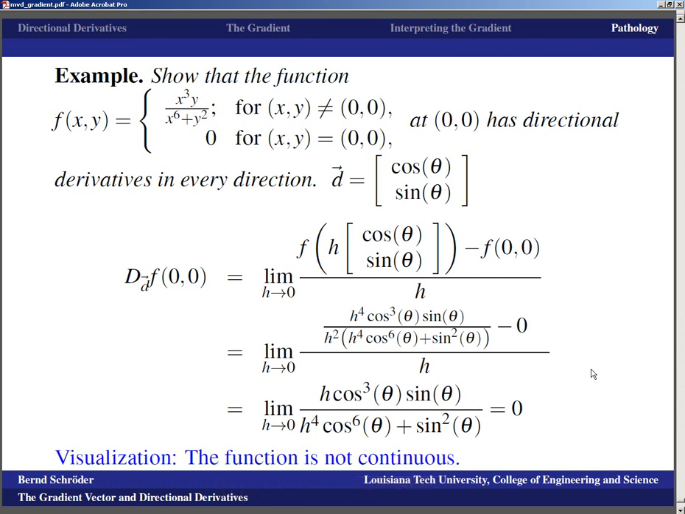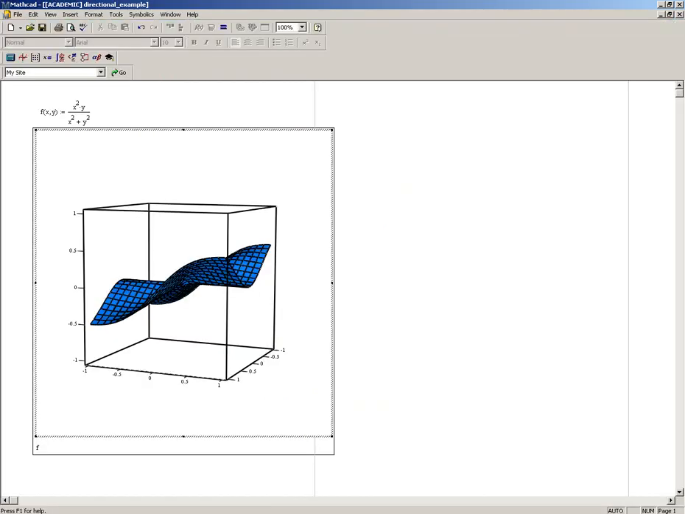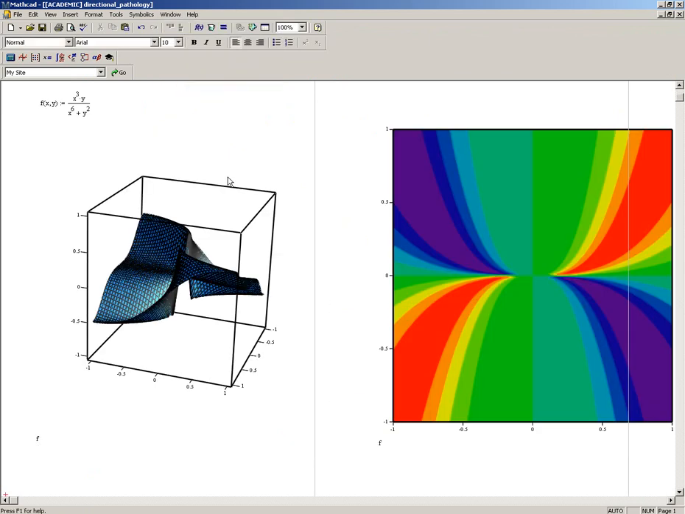The annoying thing, however, is that the function is not even continuous, as we can see in this final window here. That is this function x cubed y over x to the 6 plus y squared. It's sort of like that butterfly surface that we've just seen, only this time we've got ridges. And basically what happens is the weakness of directional derivatives is that they come in along straight lines, right? We've already also seen when we investigated limits that just because things are fine along straight lines doesn't mean that things can't go wrong along curves.